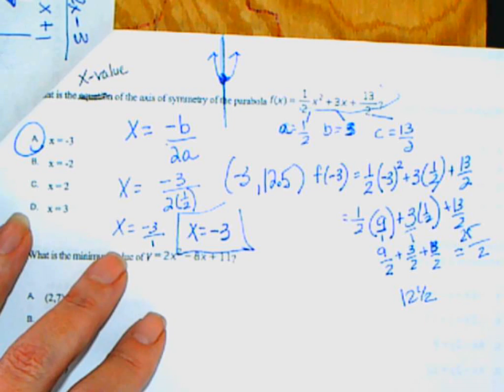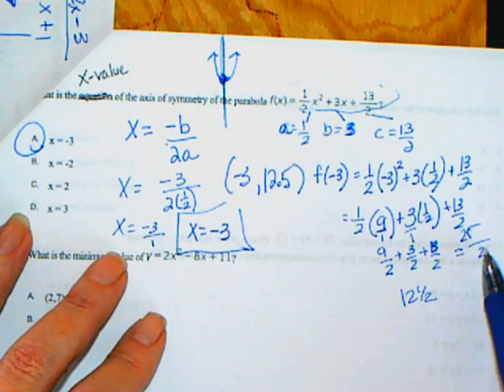What does that say? Like the 9 over 2, 3 over 2? 13 over 2. Yeah, but what's the one next to it? Equals what? 25 over 2. 9 plus 3 plus 13 is 25.